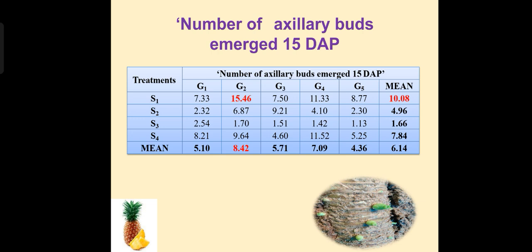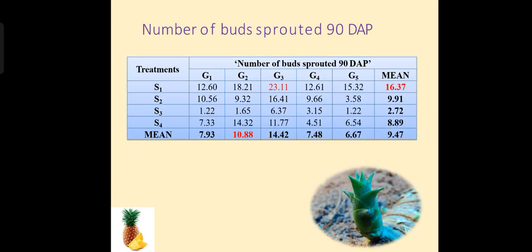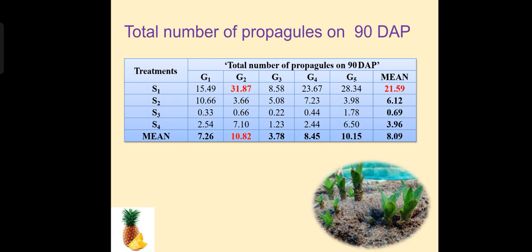The next one is number of axillary buds emerged in 15 days after planting. The more number of axillary buds has been produced by S1G2, that is whole stem cuttings treated with the coconut water. Next one is number of buds sprouted 90 days after planting. That is, nearly 23 buds were produced from whole stem cuttings treated with the tetracycline. And total number of propagules on 90 days after planting. The whole stem cuttings treated with the coconut water has produced nearly 31 buds from a single stem section. The more number of stem sections produced can be used for the vegetative propagation.